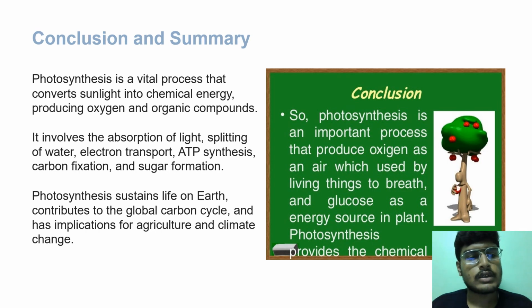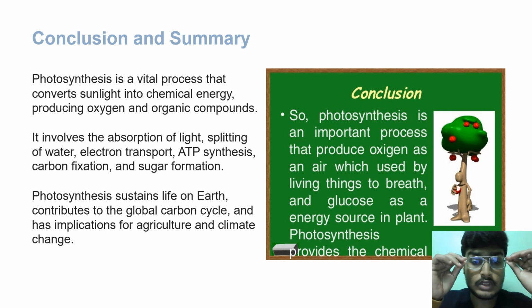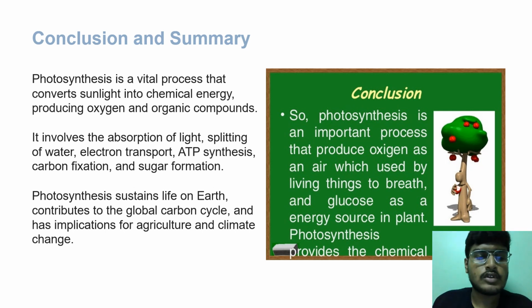And the last is conclusion and summary. Photosynthesis is a vital process that converts sunlight into chemical energy, producing oxygen and organic compounds. It involves the absorption of light, splitting of water, electron transport, ATP synthesis, carbon fixation, and sugar formation. Photosynthesis sustains life on Earth, contributes to the global carbon cycle, and has implications for agriculture and climate change.